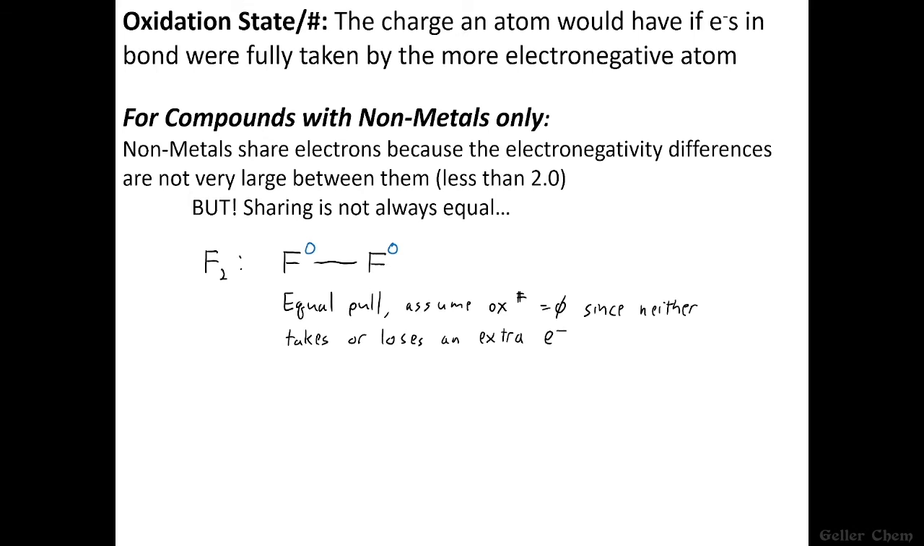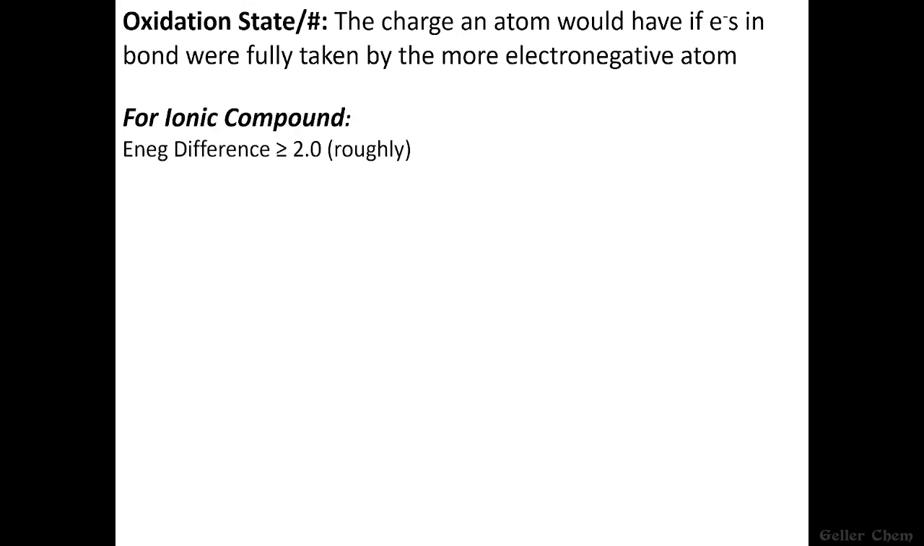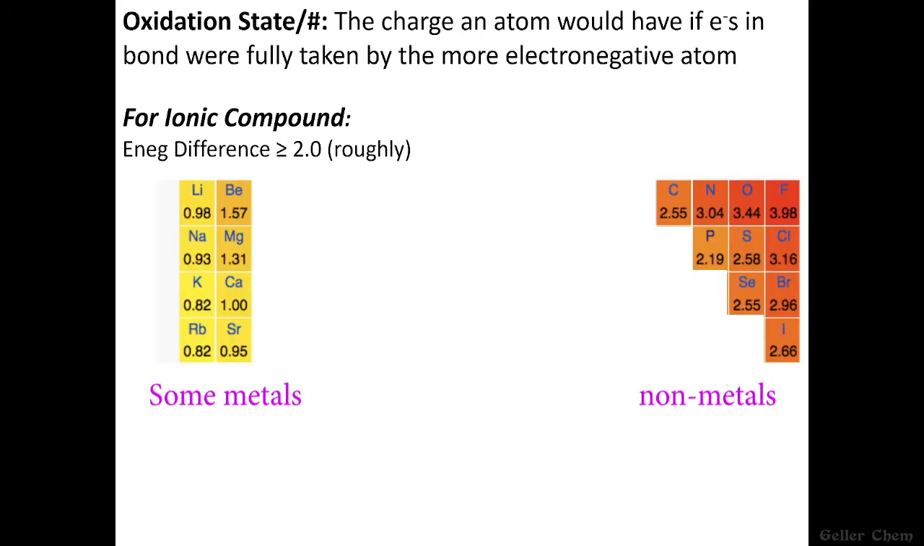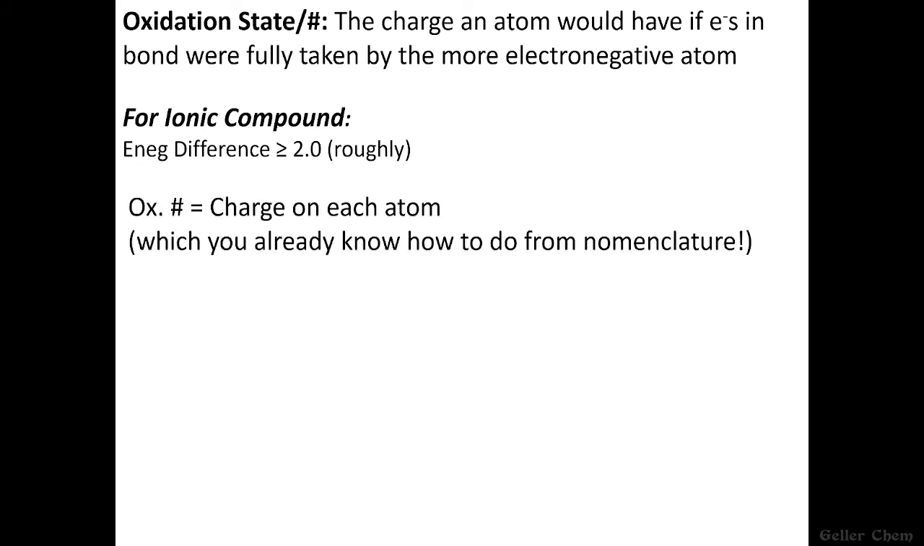Now, what if our compound involves a metal and a nonmetal, what we call an ionic compound, where the electronegativity difference is generally at least greater or equal to 2.0? Well, these are simple. We've already stated that the definition of the oxidation state is just the charge if the more electronegative atom took the electron entirely. That's basically what already happens with metals and nonmetals with their large electronegativity difference. So the rule in this case is that the oxidation number is just the same as the charge that each atom actually already has, and you know how to do this from nomenclature.